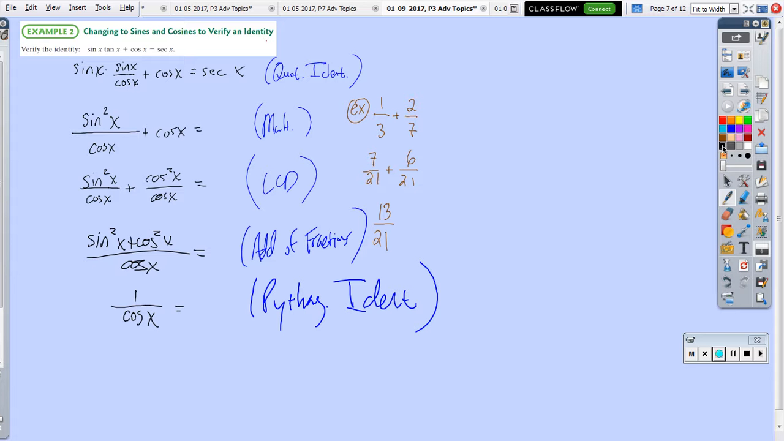Multiplication, LCD, addition of fractions, Pythagorean identities, and then finally 1 over cosine of x we know is the secant of x, so we can just go ahead and write that. Secant of x equals the secant of x, so we're done. And this is justified by reciprocal identities.